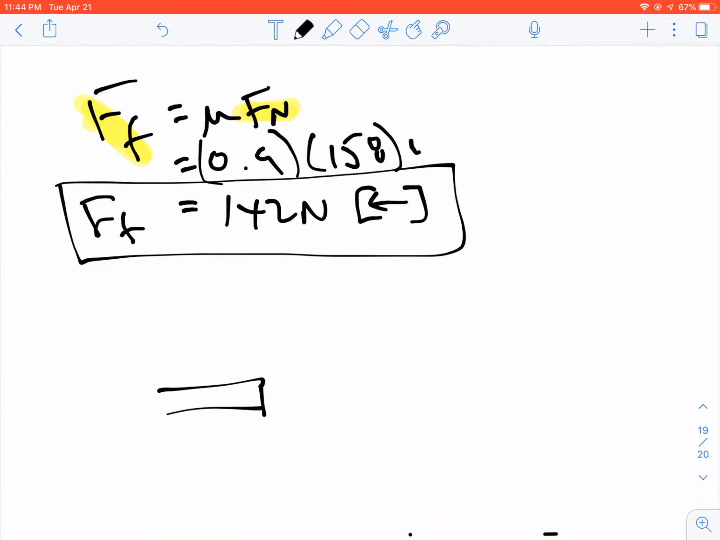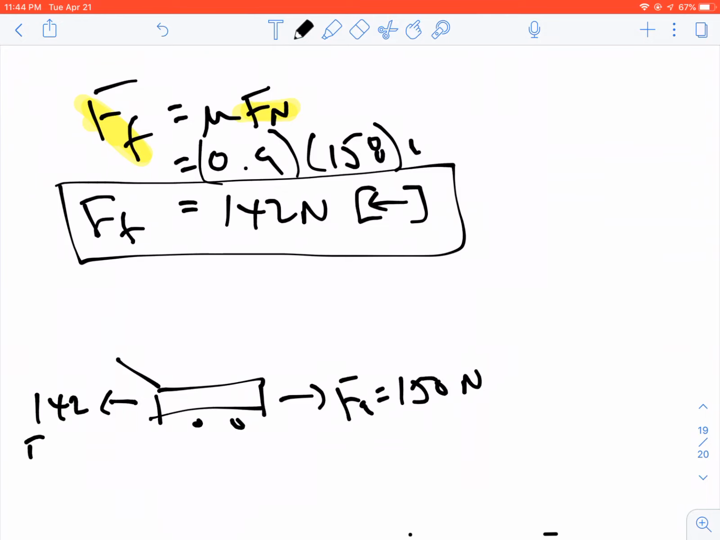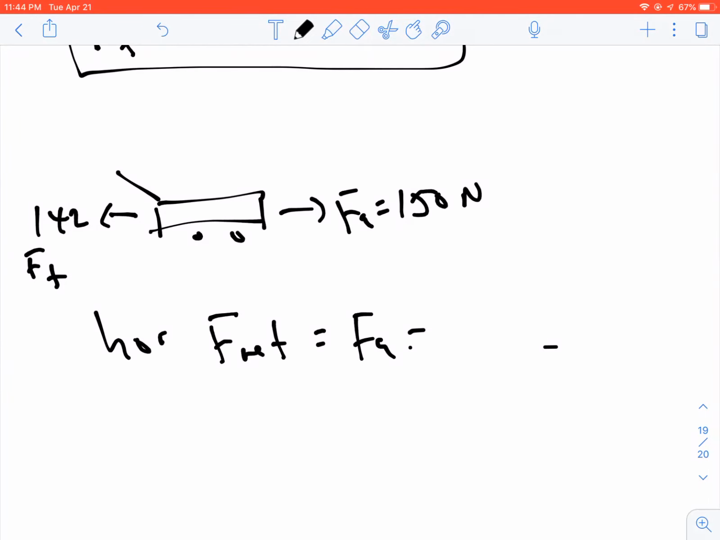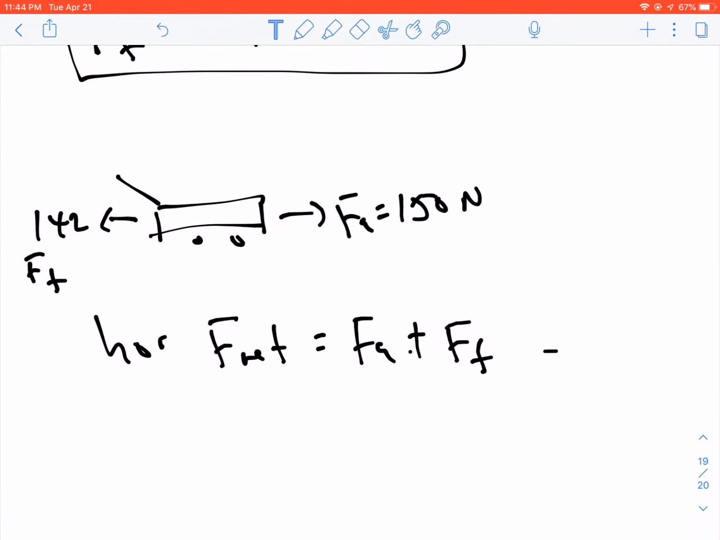Here's the free body diagram again. I have a forward force of 150 newtons. That's me pushing. I have a backwards force of 142 newtons because of friction. I'm not going to worry about the ups and downs anymore because it's not going up or down. I'm only going to worry about forces in the horizontal plane now because it's moving in the horizontal plane. So horizontally, F net is equal to F_A plus F_F. There's two forces acting in the horizontal plane. Now, I know that F net is ma.